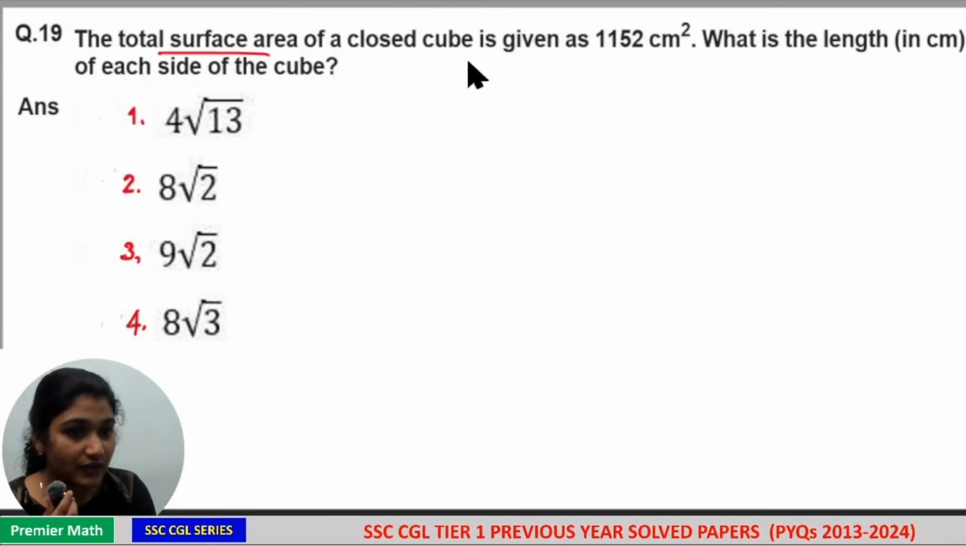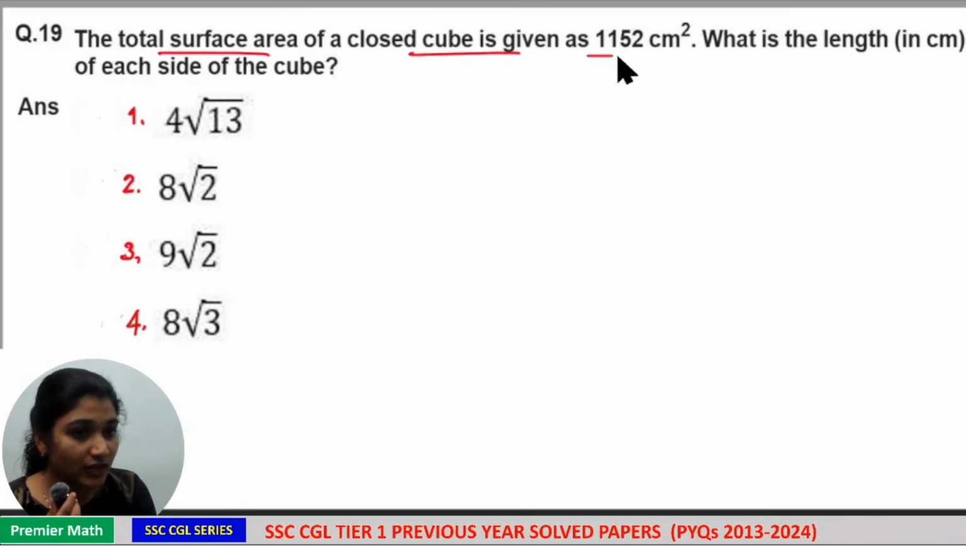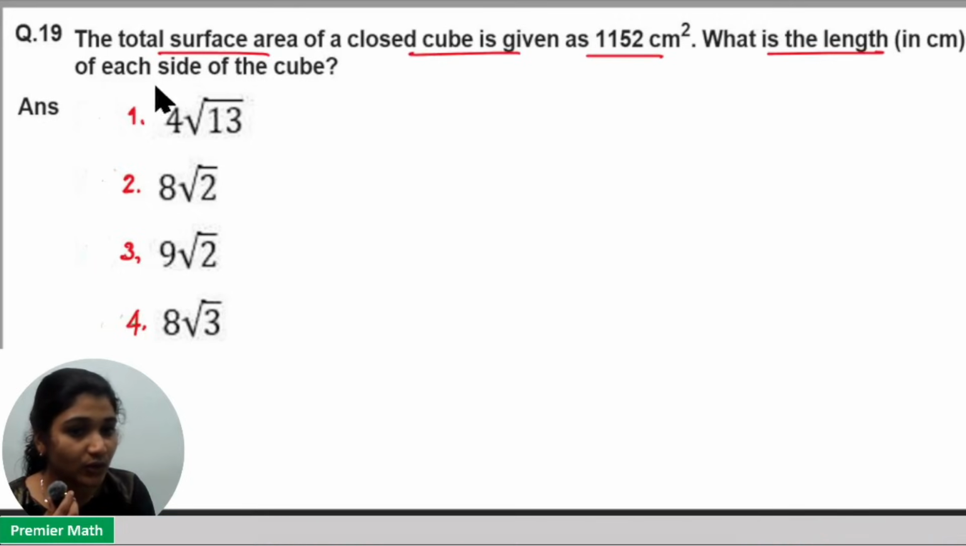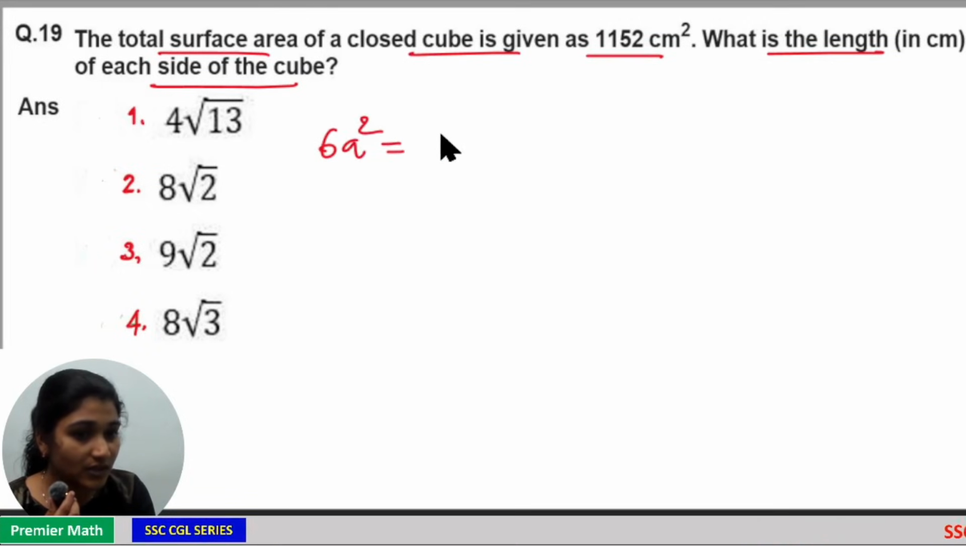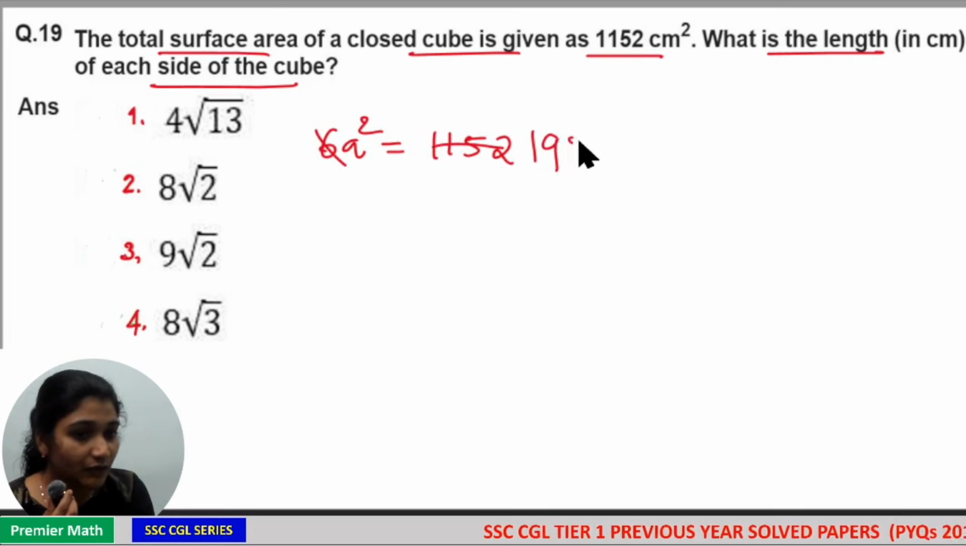The total surface area of a closed cube is given as 1152. What is the length of each side of the cube? Total surface area of a cube is equal to 6x square, which is equal to 1152. 6 goes 1 time in 11, 9 times in 54, 2 times in 12.